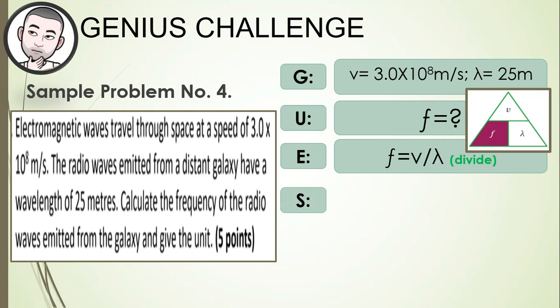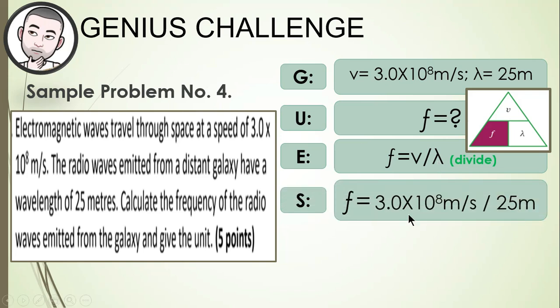Let us now substitute the given value with the formula. So the speed of light here, or the velocity, is 3.0 times 10 raised to 8 meters per second, and the value of wavelength here is 25 meters. As you can see, the speed here is in the scientific notation format. So what is scientific notation format? We have here the 3.0, we call it coefficient, and then times 10, that is the base, and 8 here is the exponent. So if that is the problem, how are we going to divide it?